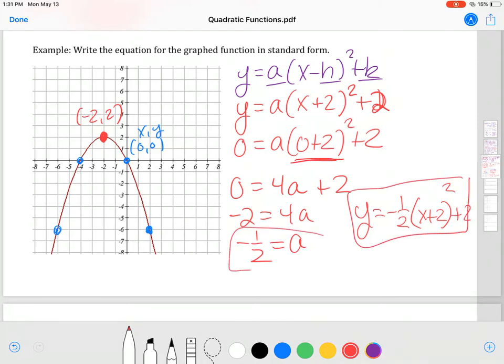Now, if my a came out to be positive, this is where bells should go off and you say, wait a minute, something is not right. And that is because if you look at the graph, this is a concave down graph. It's a frown shape, so I know my a should be negative. If my a came out to be positive, that's when I know I made a mistake somewhere and I can go back and double check.